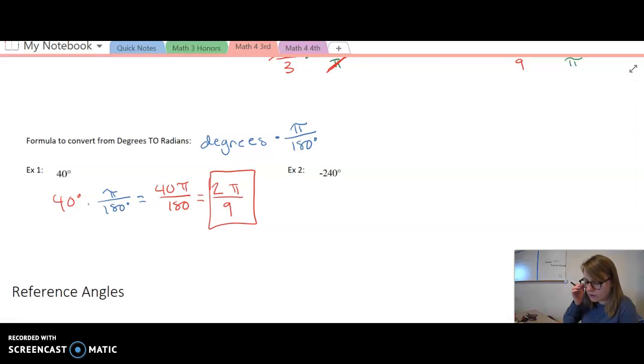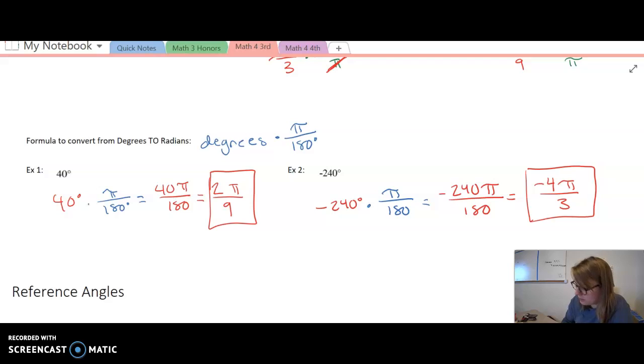So now let's move on to the next one. So we have negative 240 degrees. So we're going to take that negative 240 degrees, we're going to multiply it by pi over 180. So then now I want you guys to do this one. So pause the video right here and try it out for yourself. So if you did this one, you should have multiplied that negative 240 by the pi over 180. So you have negative 240 pi over 180. And then when you reduce that, you get negative 4 pi over 3. Now remember, I want that reduced fraction. I do not want that big number fraction. I always want the reduced fraction. Alright?